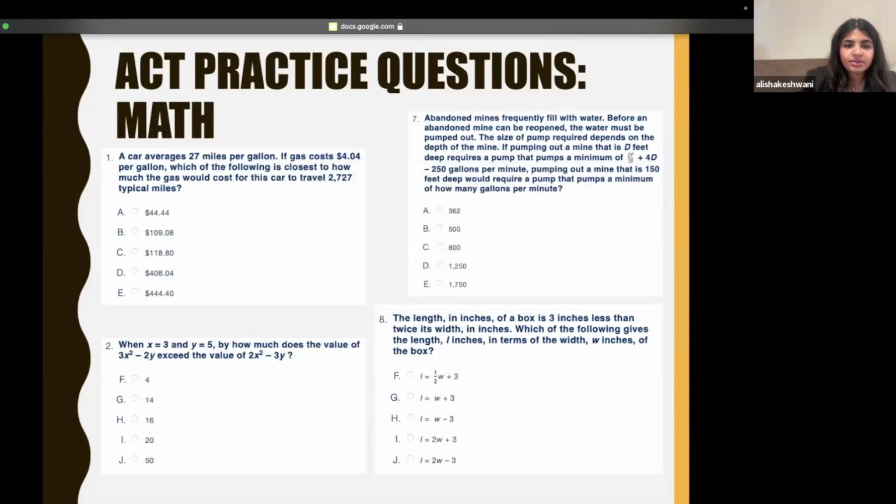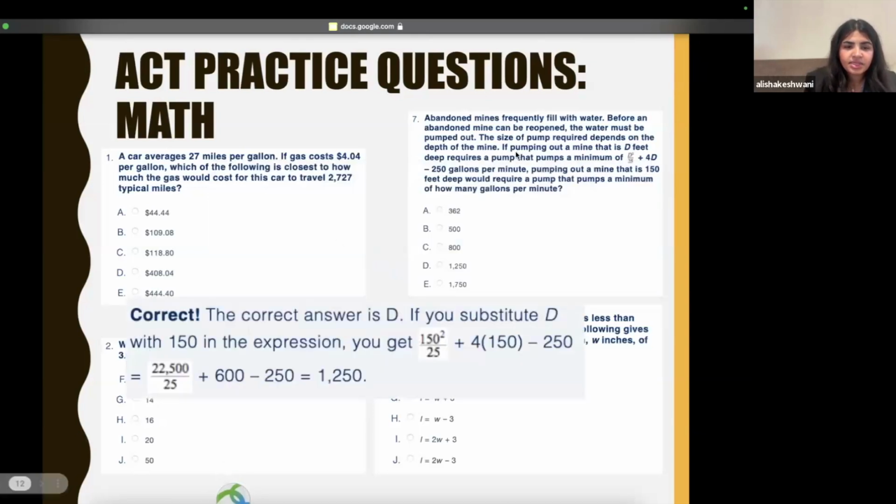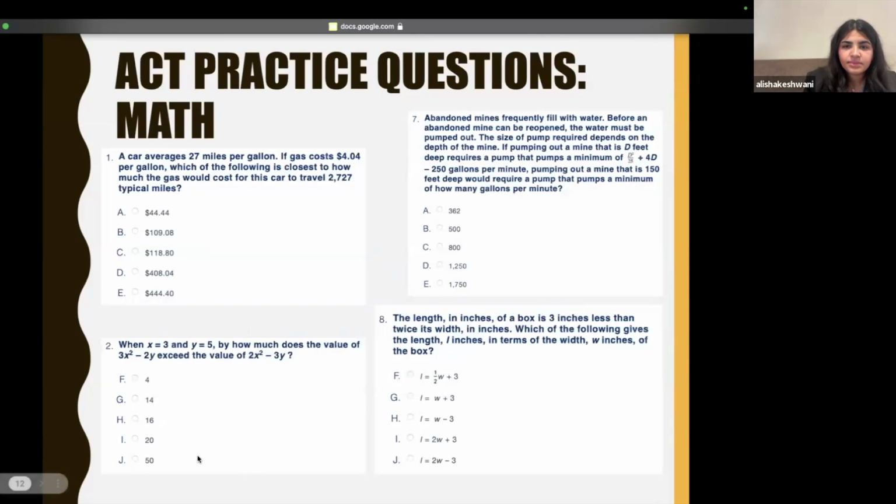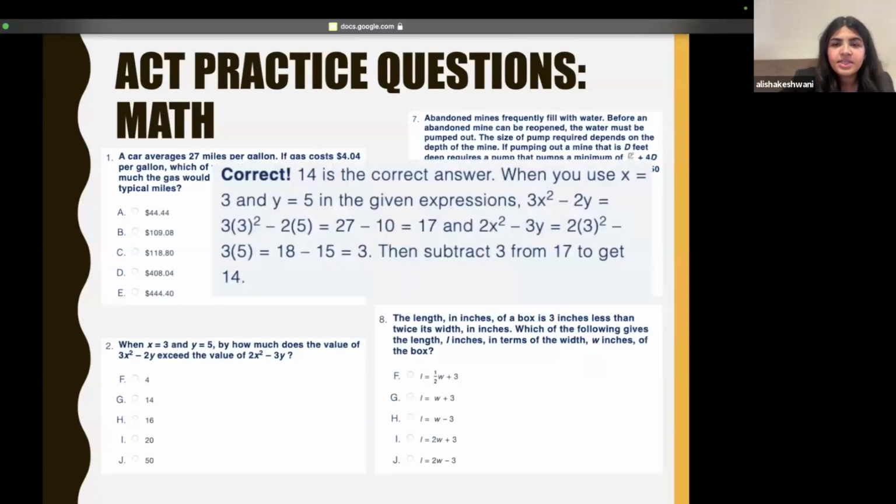Okay, and then to go through number two, the correct answer is going to be D. And here's the explanation here. If you substitute 150 in the expression, you're gonna get the value of 1,250. Okay, and then this is number seven here, but it's the third question. If everyone wants to take a shot at that. Okay, and the correct answer for this is going to be 14. This is another substitution related question. So if you substitute the values in, you're gonna get 14 for your answer. And here's just a little explanation about it as well.